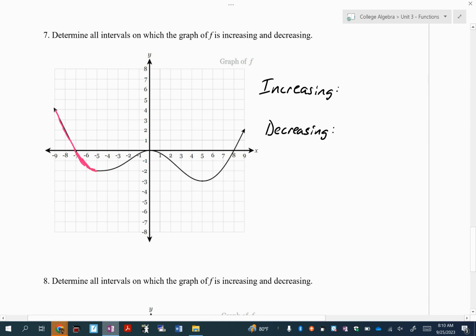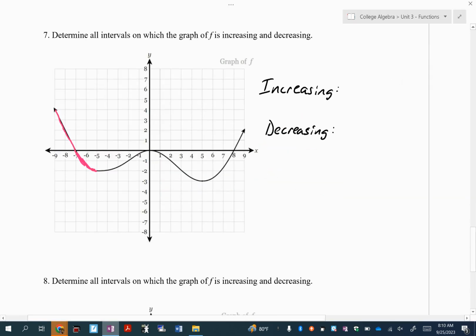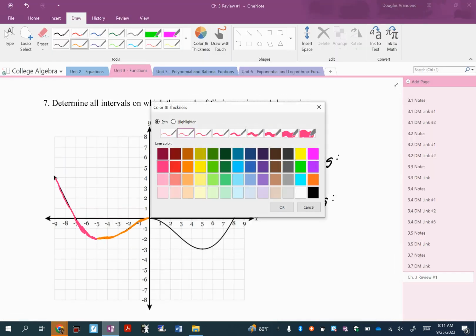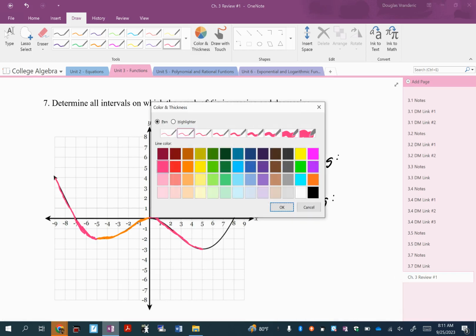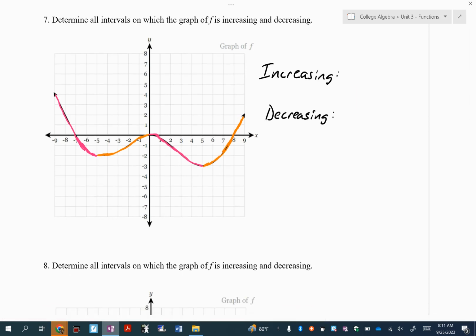until -5. Then I am increasing from -5 until an x value of 0. Back to decreasing from 0 to 5. And then finally increasing from 5 and looks like all the way up and to the right forever. So just be careful with this. What can be confusing is you're looking at the y values to see if they're moving up or down, but when you write the intervals, you care about the x values.